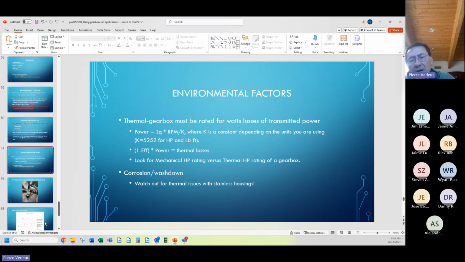The thermal on a gearbox can fail the gearbox as much as shock loading, as much as wearing the teeth, as much as bad lubrication. And in many cases, it is more often the cause for failure. It's obviously affected by the efficiency of the gearbox itself.